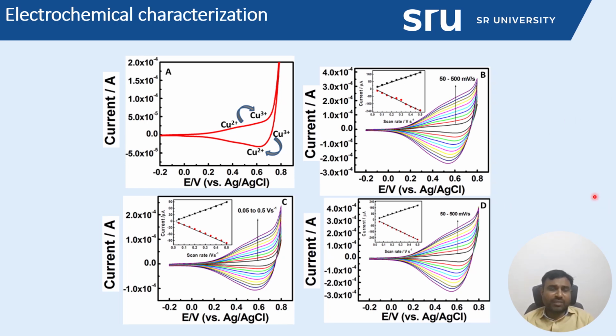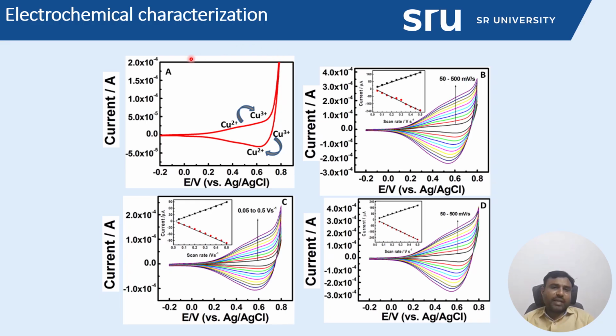It is a pure phase, confirmed through XRD, and the morphology of the different products has been confirmed by FESEM as well as TEM. So this is the electrochemical characterization for the electrooxidation of glucose. This is not the only electrochemical characterization for the different copper sulfide products.